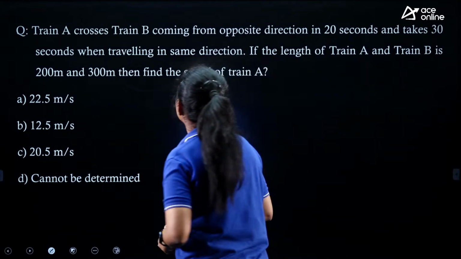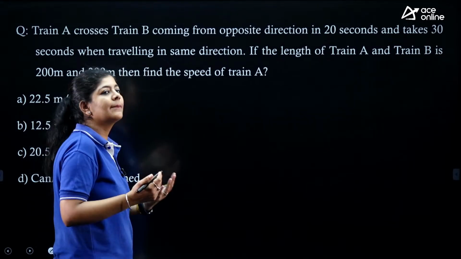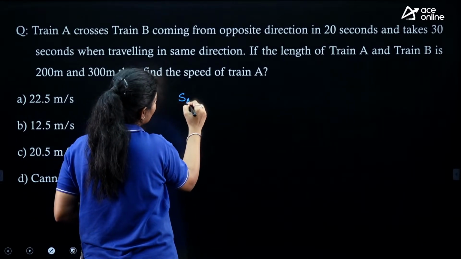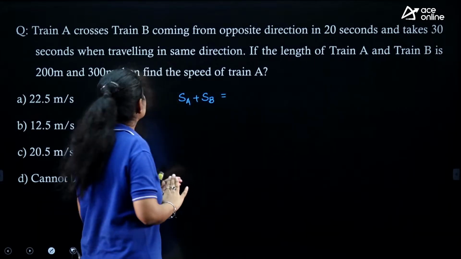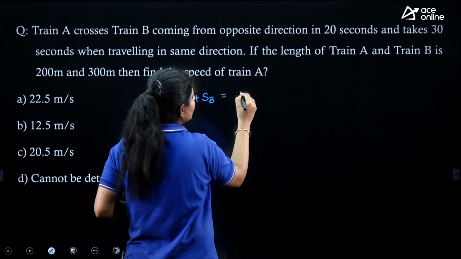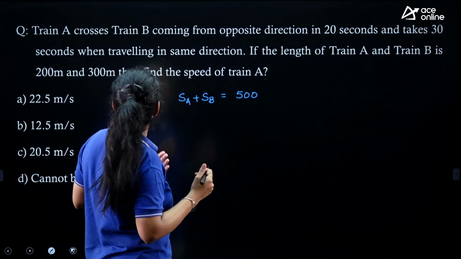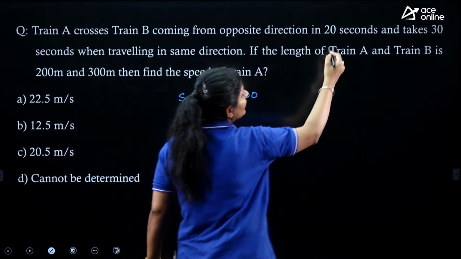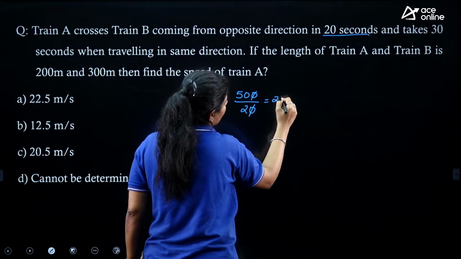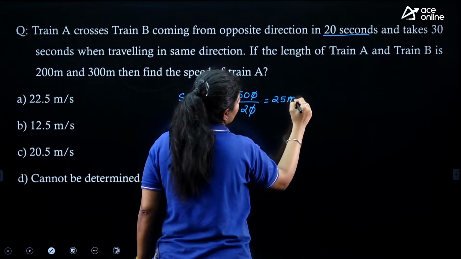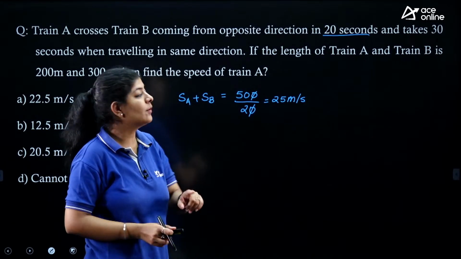Option number C, let's see. Okay, so first let's create an equation for the opposite direction. We know that opposites attract each other. So SA, the speed of train A, plus the speed of train B is equal to the combined length of both trains, 200 meters and 300 meters, so 500 meters. When they are coming in the opposite direction, they cross each other in 20 seconds. This is the value of relative speed in the opposite direction.